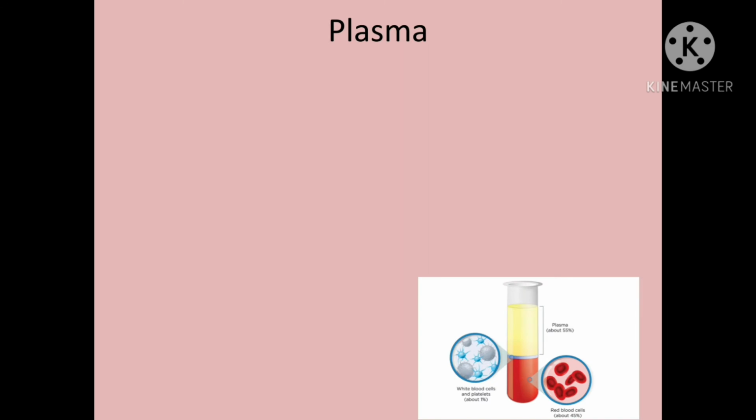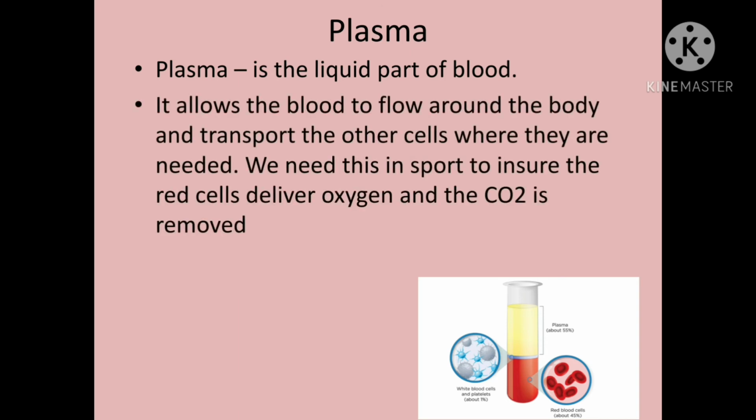And the last one is plasma. Now this is the liquid part of your blood. So it's the bit that contains all the other cells. So it's water-based. It transports all the other cells around the body, allows them to get to where they need to. If you didn't have high plasma levels, the blood wouldn't flow as smoothly, it wouldn't be able to flow as quickly, and the oxygen and the CO2 couldn't be removed and dropped off as quick because the delivery would be slower.